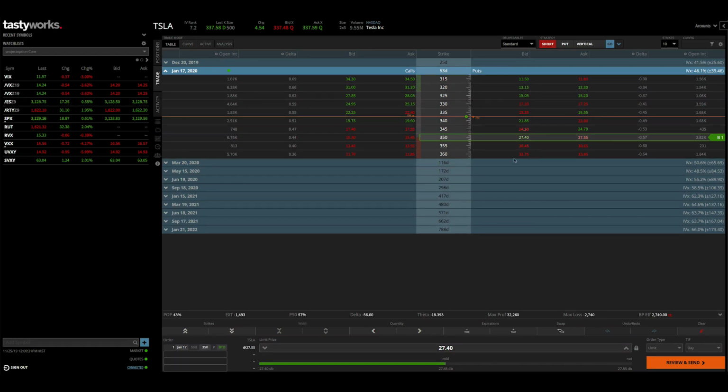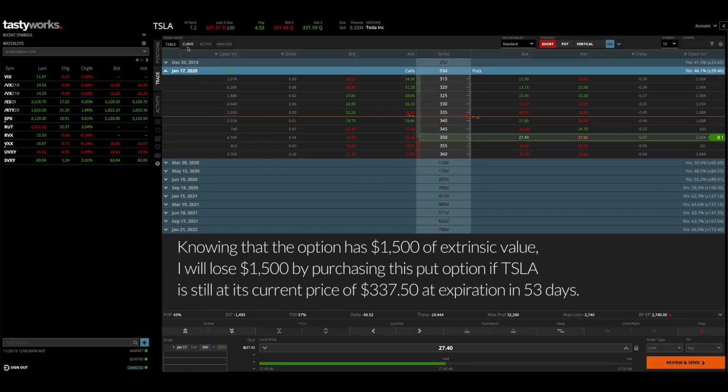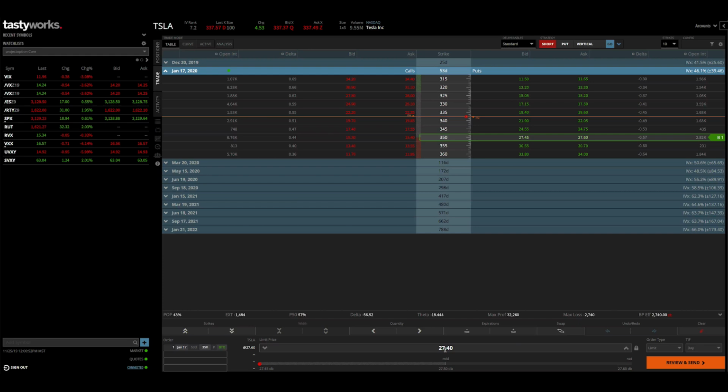So all that means is that if I bought this option for $27.40 and Tesla was right where it is in 53 days, so if Tesla was at $337.50 in 53 days, this option's price would only be intrinsic, since all of this extrinsic value is going to wither away as time passes. And that means if I bought this option for $27.40 and Tesla's right where it is in 53 days, I'm going to lose $1,500 just from the loss of extrinsic value as time passes.